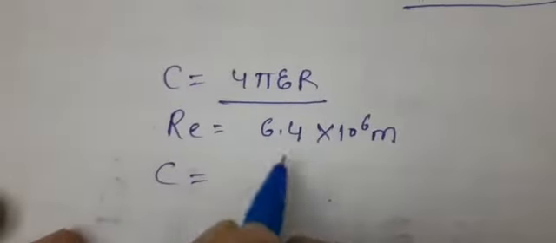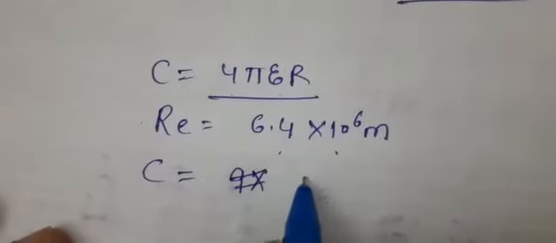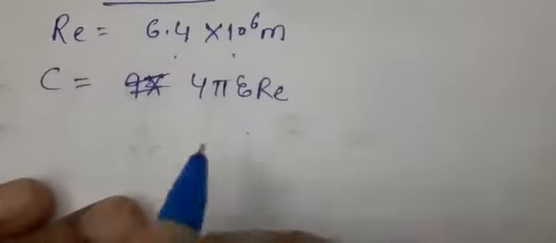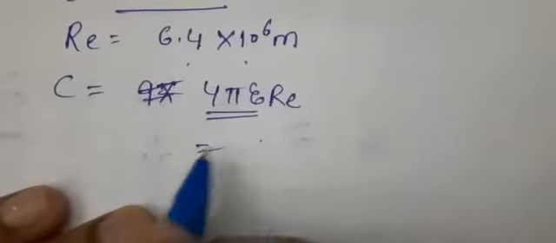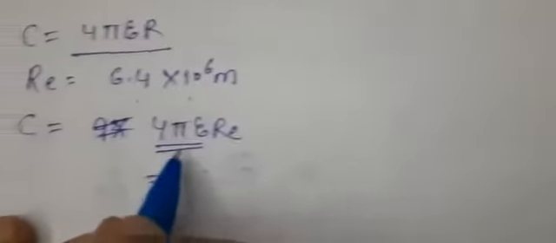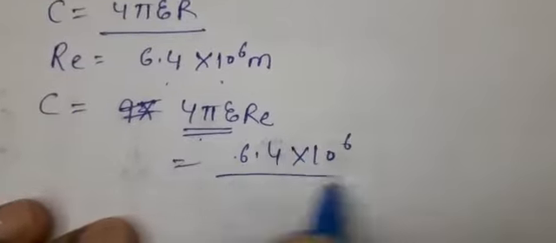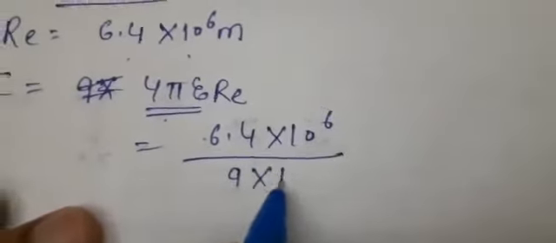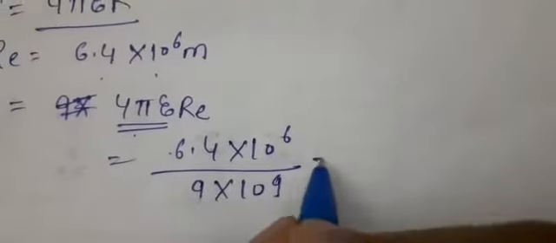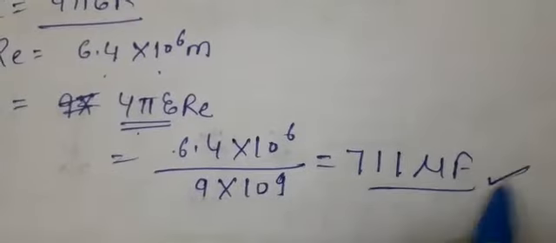So here, putting the value, you can take it as 4 pi epsilon naught Re. Now the value of 1 by 4 pi epsilon naught is 9 into 10 raised to the power 9. So here Re is this one, and the value of 1 by 4 pi epsilon naught will come in the denominator. When you solve it, it will come out to be 711 microfarad. You can check its value.